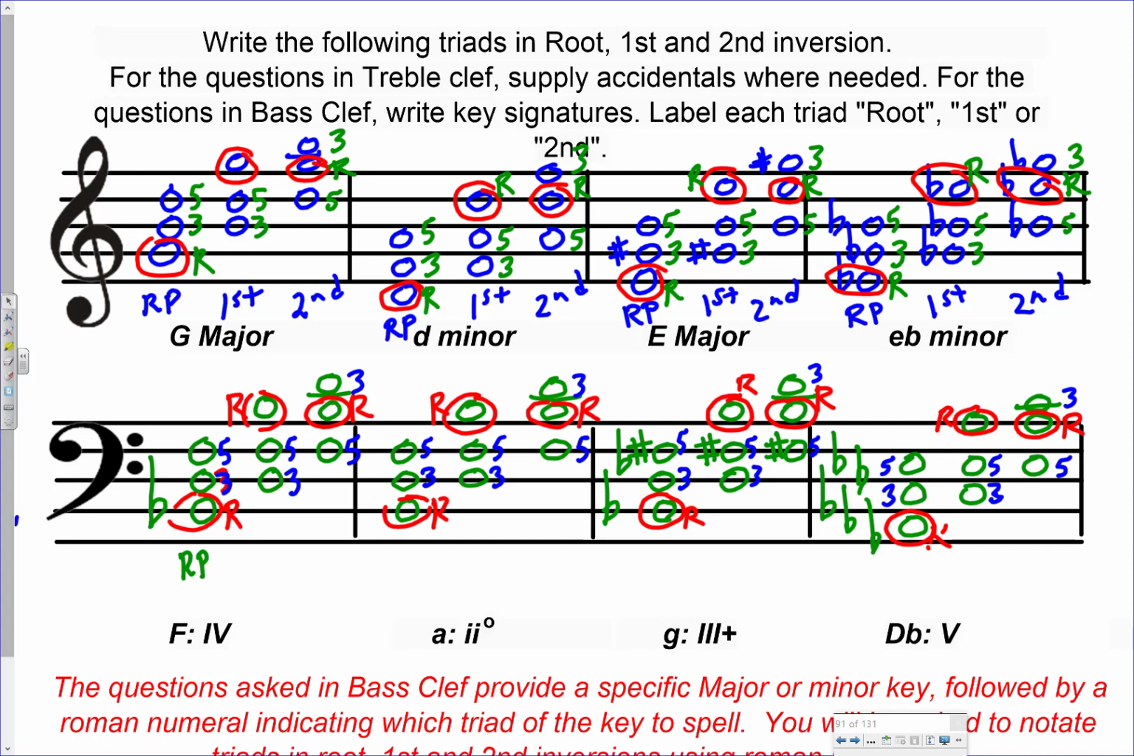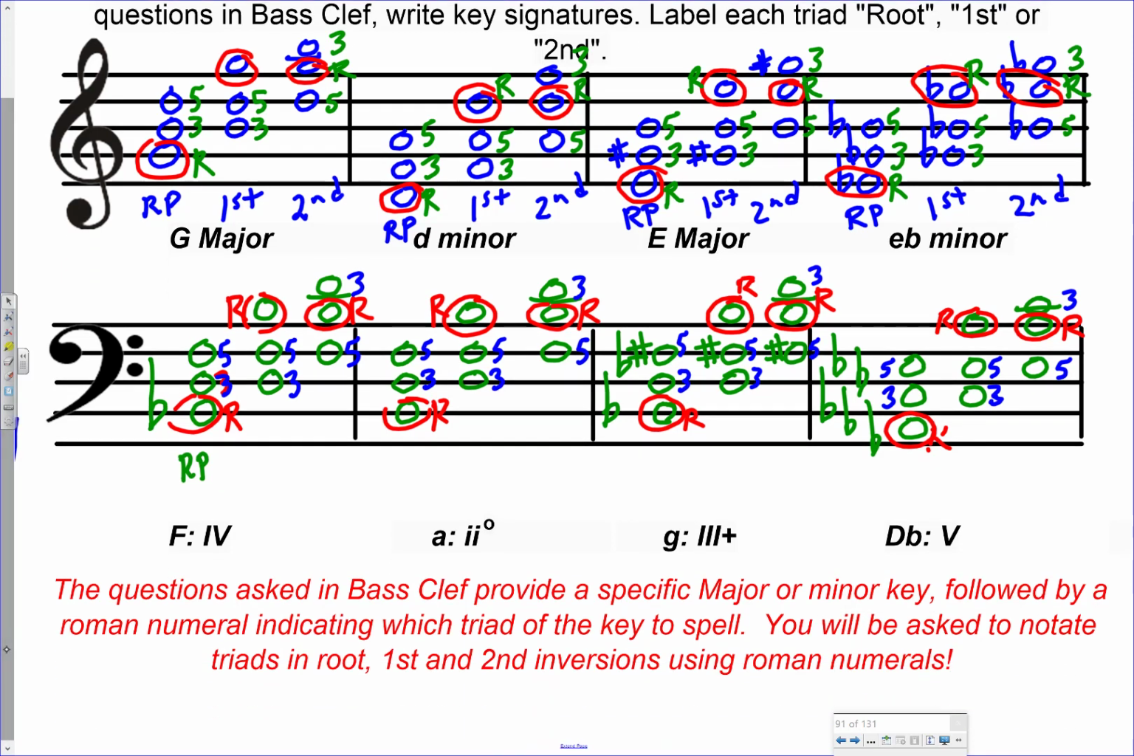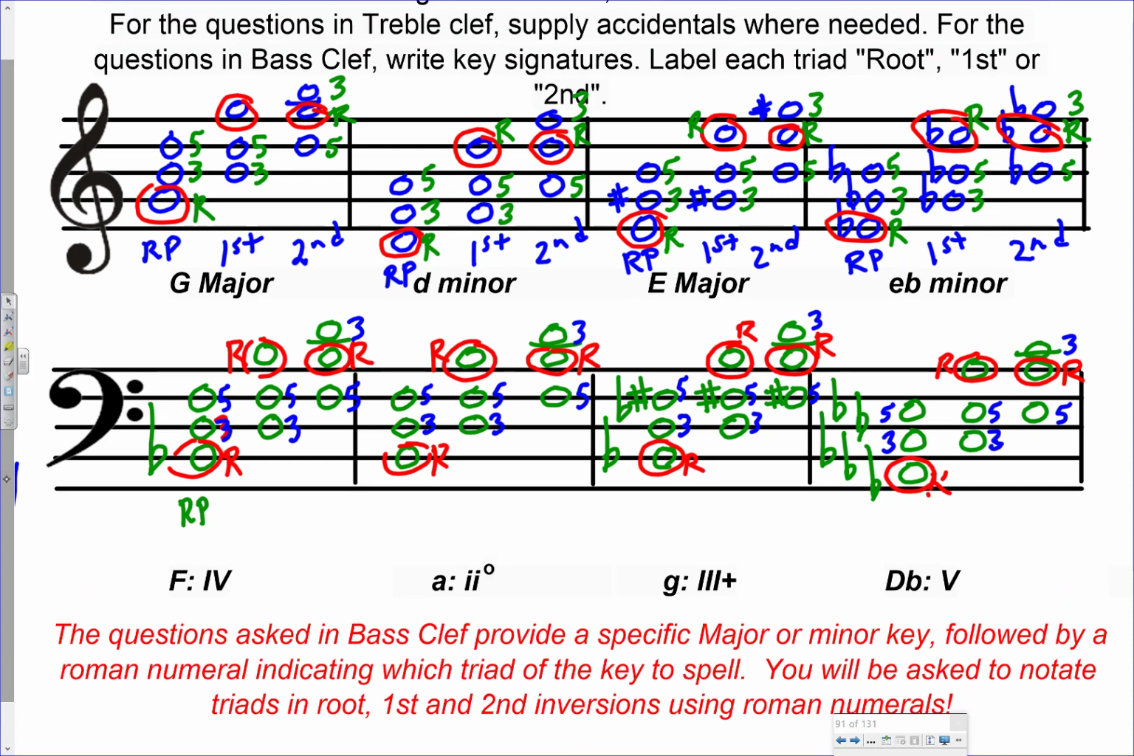All right, let's just read this note at the bottom before we go on. The questions asked in bass clef provide a specific major or minor key, followed by a Roman numeral indicating which triad of the key to spell. So there will be times where you will be asked to notate triads in root position, first inversion, and second inversion using Roman numerals. So that's why we practiced this exercise today. So hopefully you checked your work and you did okay. If you are struggling with this or would like some extra help, I'm always available.